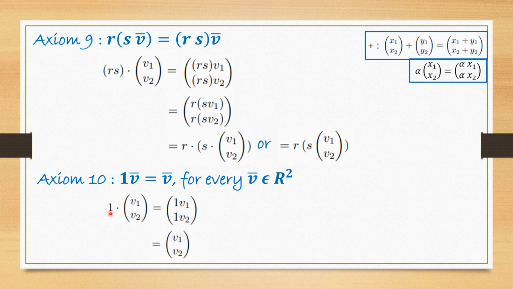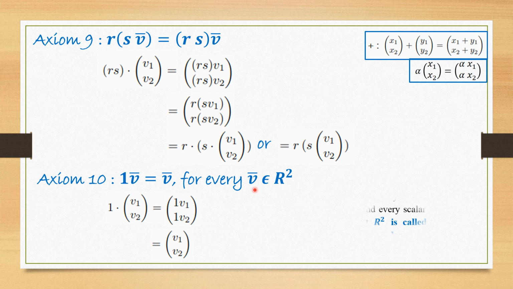So 1 times (v1, v2) can be written as (1 times v1, 1 times v2), since v1 is a member of R, a vector space. 1 times v1 is equal to v1 in R. Therefore we got the first element as v1. The second element is also a member of capital R. Therefore 1 times v2 is v2. So we got 1 times V vector equal to V vector for every V in R2.